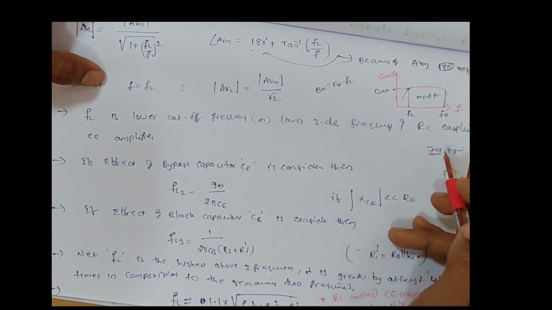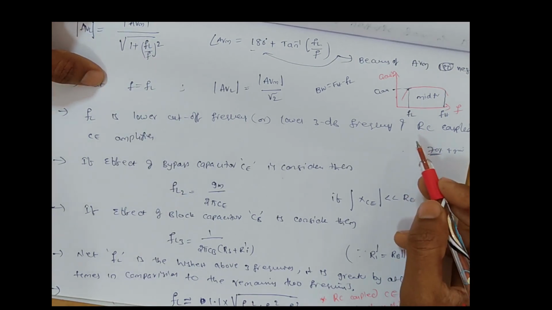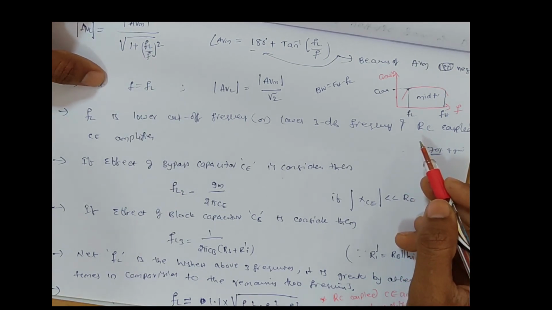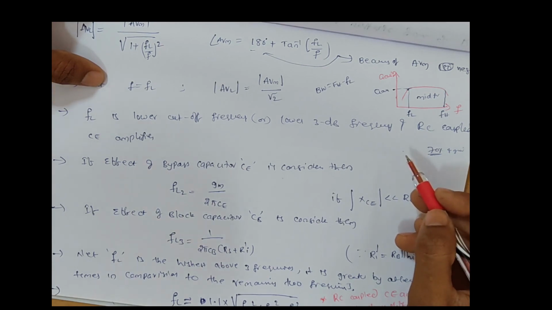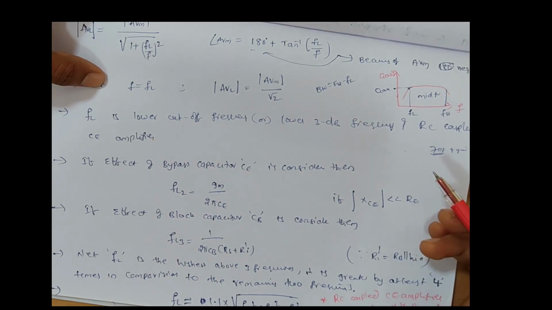So in this way, the blocking capacitor, coupling capacitor and bypass capacitors affect the RC coupled CE amplifier. Next we'll solve problems on this topic. Thank you.